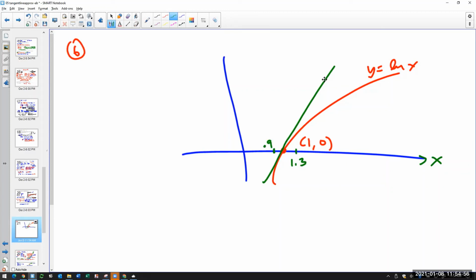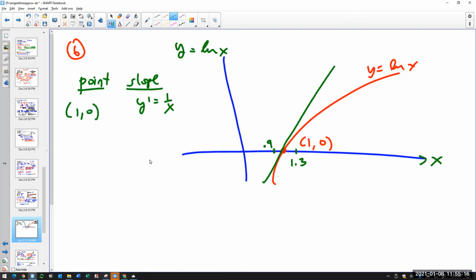Okay, go figure out what your tangent line is here. So you have a point and you have a slope. Go for it. What's the derivative? Remember, y is equal to ln of x, or f of x is equal to ln of x. So what's the derivative of this? Nice. And I think you know your point, right? 1, 0. Okay, I'll let you guys go from there.